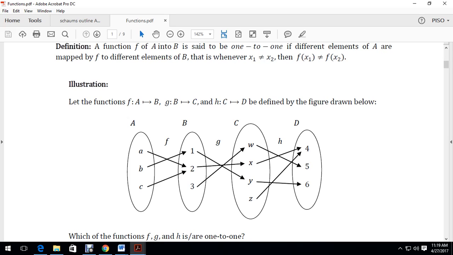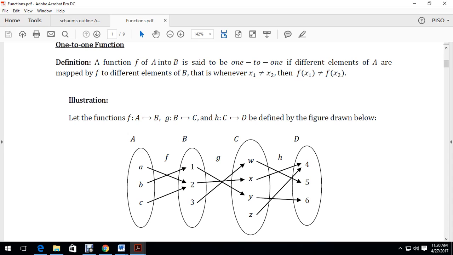A is mapped to 2, but C is also mapped to 2, which means that although A and C are unique elements, x sub 1 is not equal to x sub 2, the mapping towards B is not unique, since you have f of A equal to f of C, and both of these are equal to 2. Therefore, it does not satisfy the definition of a one-to-one function. Therefore, f is not one-to-one.